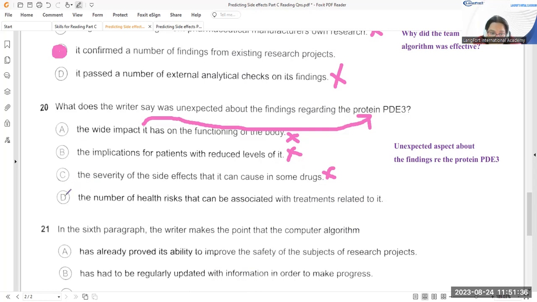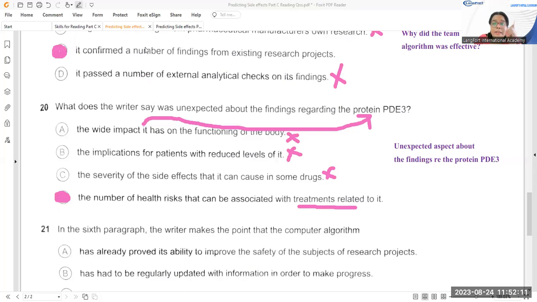No. So, of course, the answer is option D. Can you read it? Yes, ma'am. The number of health risks that can be associated with treatments related to it. Right? The unexpected finding was that they already knew certain side effects, but what they didn't know was the number of other health risks connected to the treatments of PDE3. When the treatments focused on PDE3, it put patients at risk of a variety of other side effects. They didn't know that. So that's why D is the answer. Very good question. All of you go through it.